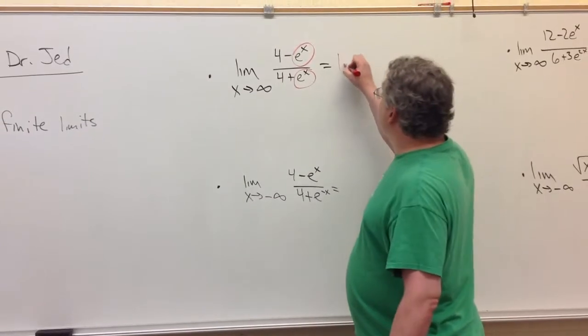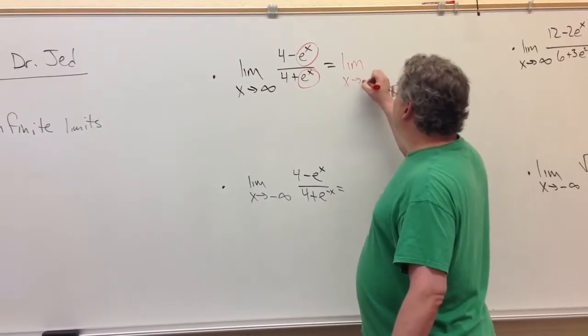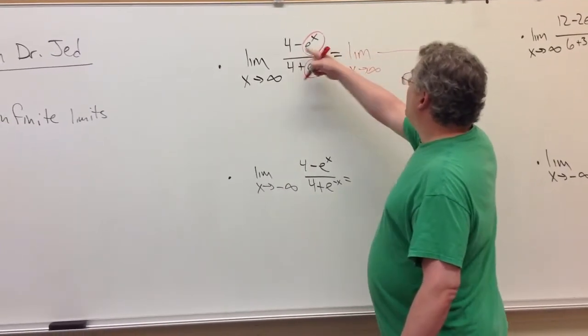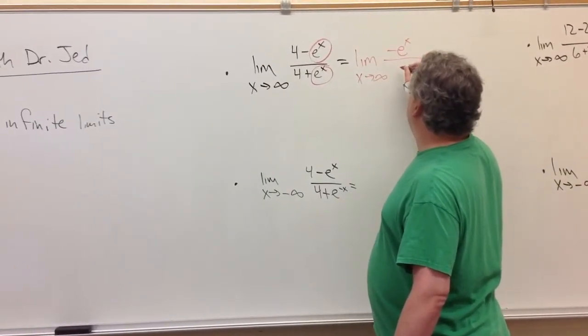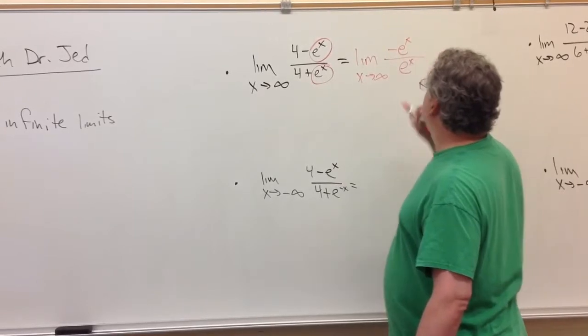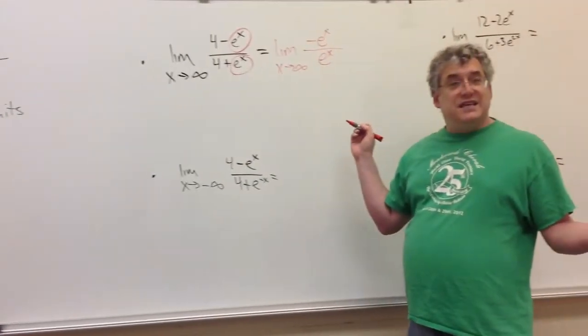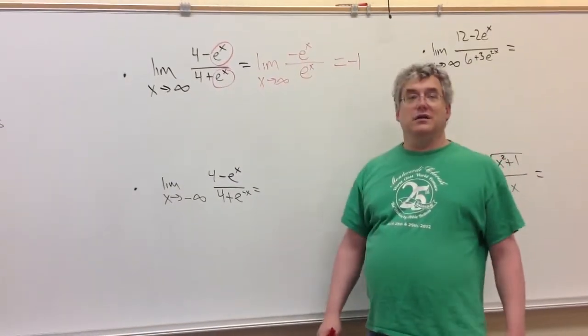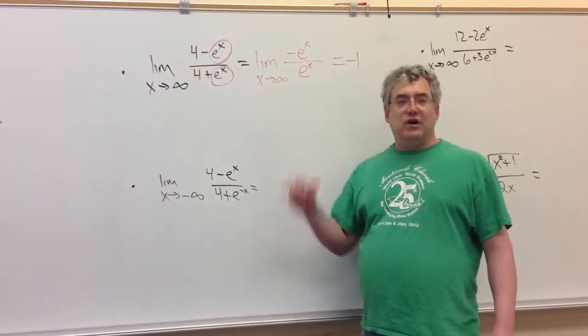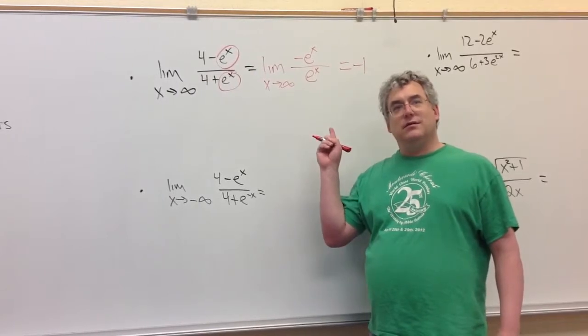So this limit is the same as the limit as x goes to infinity of, well, we still need the minus in front of it, minus e to the x over e to the x. So what do we get? Well, the e to the x's cancel out. This one is minus 1. If you don't like that, you could try it with a table, but I think this is easier.